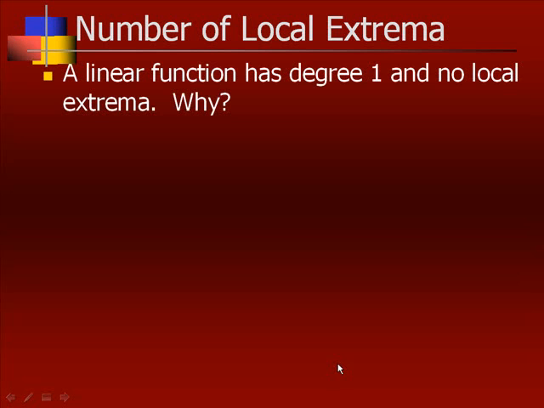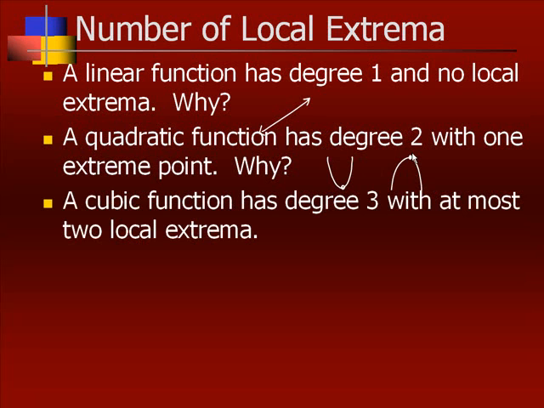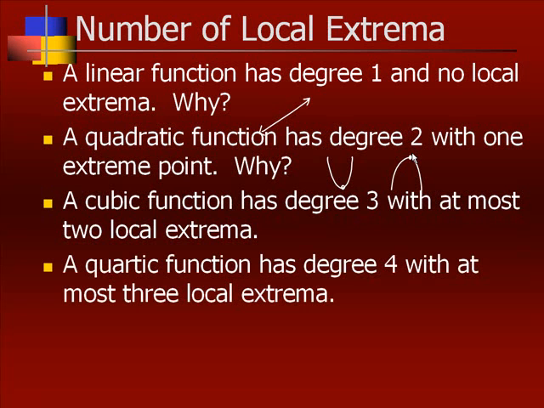Now, a linear function has degree 1 and no local extrema. Why not? Well, the graph is a straight line, and there are no turning points. A quadratic function has degree 2 with one extreme point. It's either going to look like this, or it's going to look like this. Each of those has one turning point. A cubic function has degree 3 with at most 2 local extrema. A quartic function has degree 4 with at most 3 local extrema.